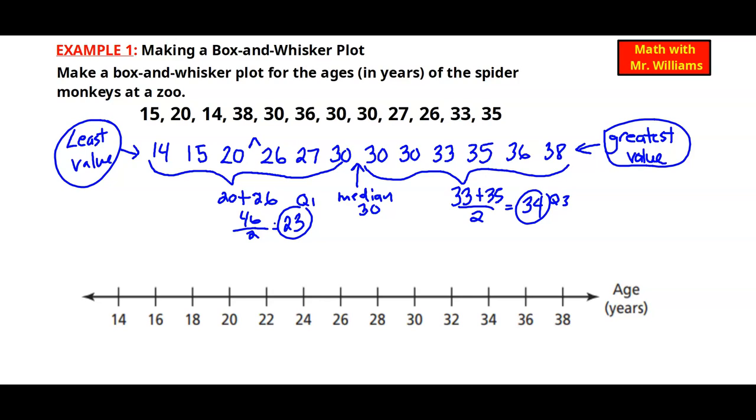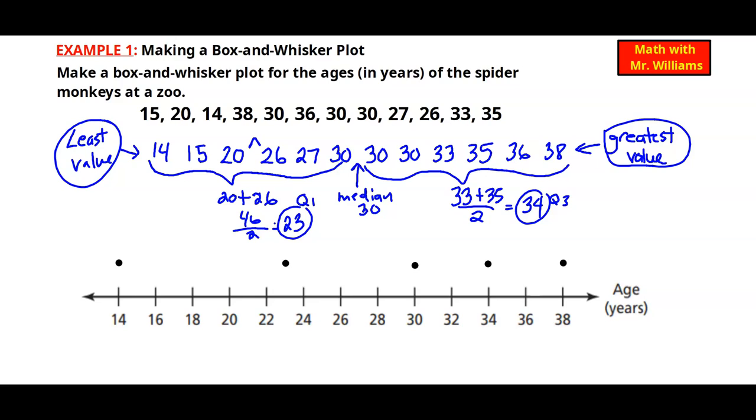So the first one is the least value, and that's at 14. Our next one will be at 38 for our greatest value. Okay, and now we're going to put a dot where 30 is for our median. And now we're going to put a dot where our quartile 1 is, our 23, and then finally our quartile 3 at 34.